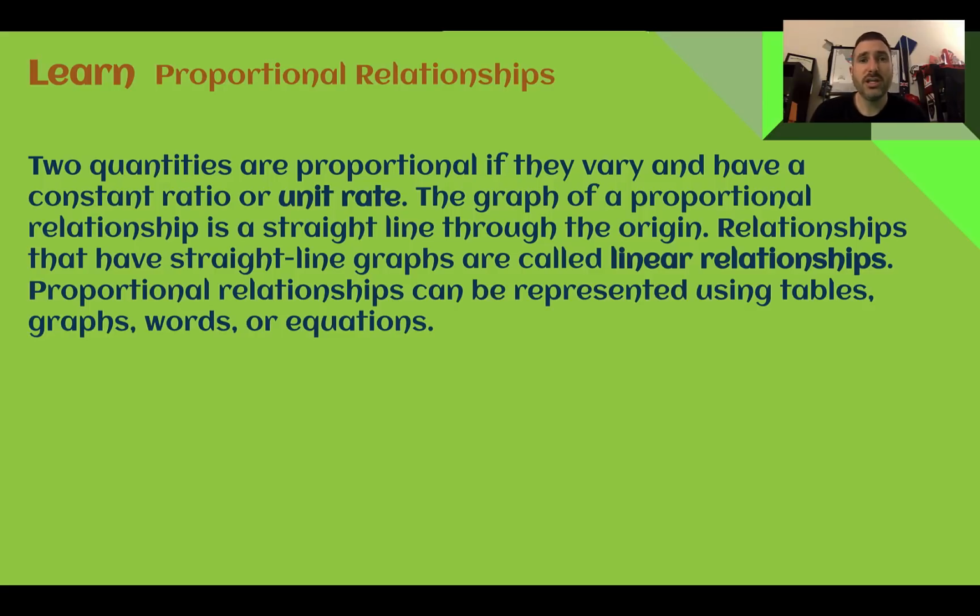Let's learn proportional relationships. Proportional relationships are a big part of 6th and 7th grade. Let's review a little bit about what they are. Two quantities are considered proportional if they vary, meaning as they change, they have a constant ratio or a unit rate. The graph of a proportional relationship is a straight line through the origin, so through the point (0, 0), and relationships that have straight line graphs are also called linear relationships. So proportional relationships are linear relationships, and they can be represented using tables, graphs, words, or equations.